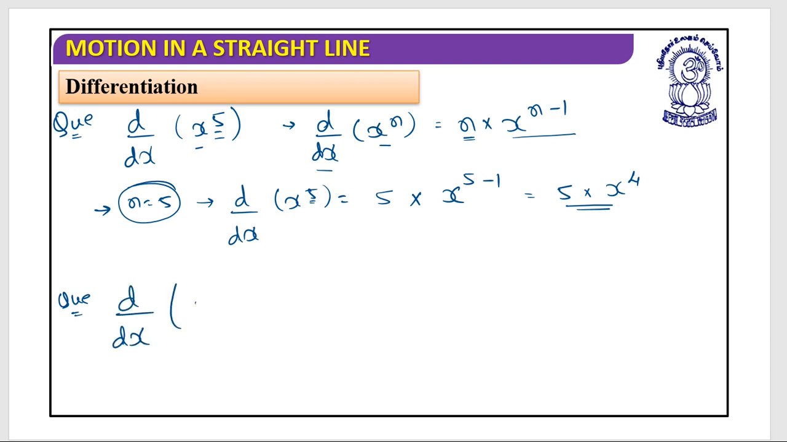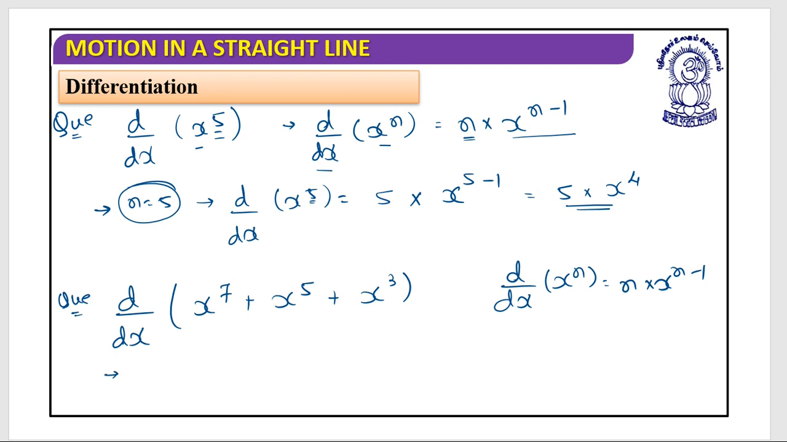Suppose they have given d by dx of x to the power 7 plus x to the power 5 plus x to the power 3. Now what would be the situation? I need to compare these terms with d by dx of x to the power n, which is n into x to the power n minus 1. Now tell me, what should be the answer?